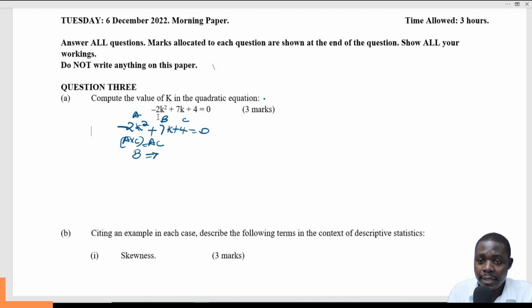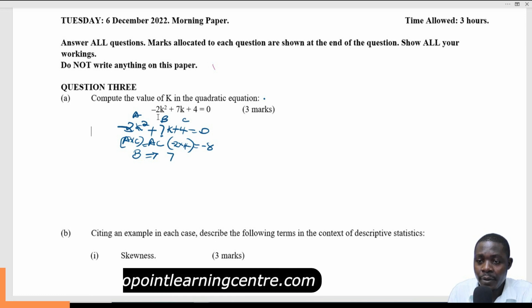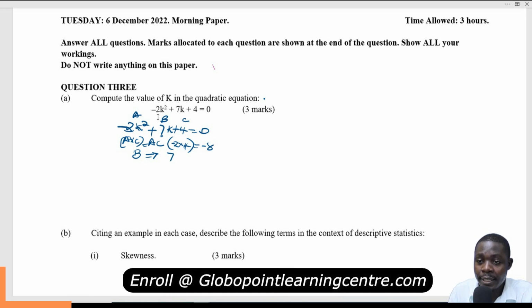Now you ask yourself, which digit, if you multiply, for example, the value for A, we pick the coefficient of k, which is negative 2. Here we're going negative 2 multiplied by 4. If you do that, you should be getting negative 8. And then the value of B, we pick this one, 7. Now you ask yourself, the two digits, when you multiply, you get negative 8, and when you add, you get 7.